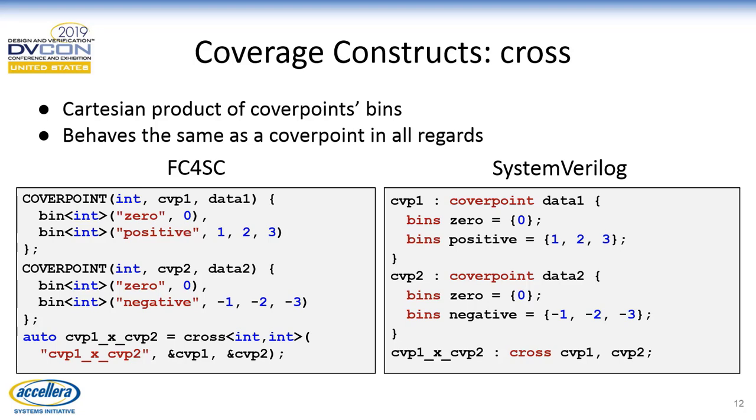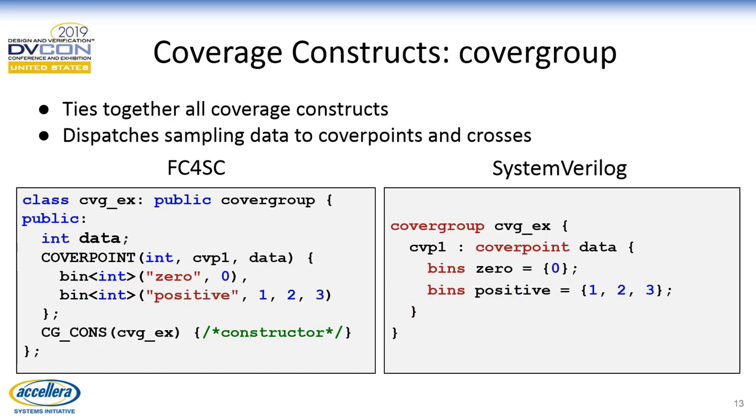This just shows us how to actually define a cross and instantiate it. And for that, you use the cross class parameterized by the types of data that have to match the cover points, and then you give it a name and the addresses of the cover points you are crossing. So the cover group is the final construct, which could contain multiple cover points or crosses. And the purpose is to have them all together relating to one feature. And the cover group is responsible for dispatching the sampling mechanism to the internal constructs.